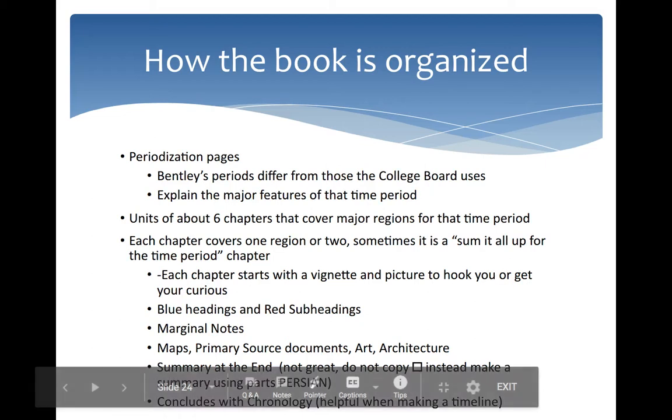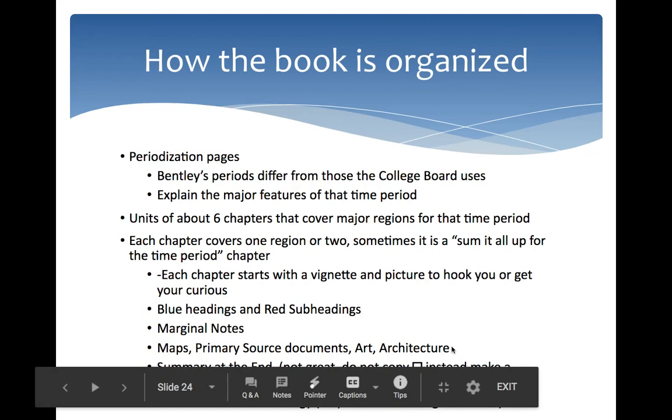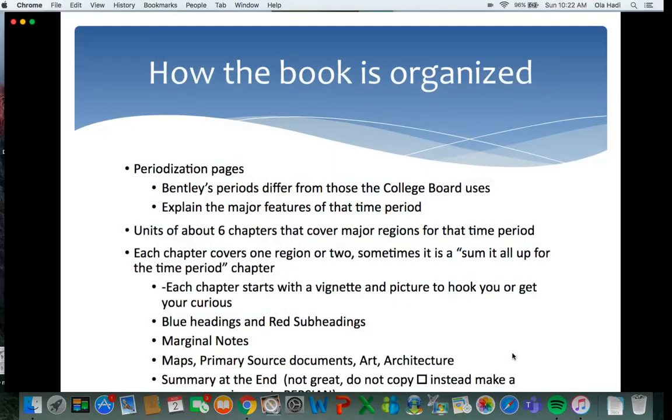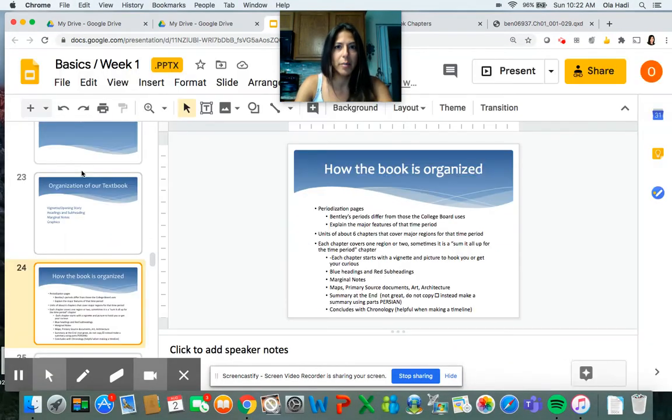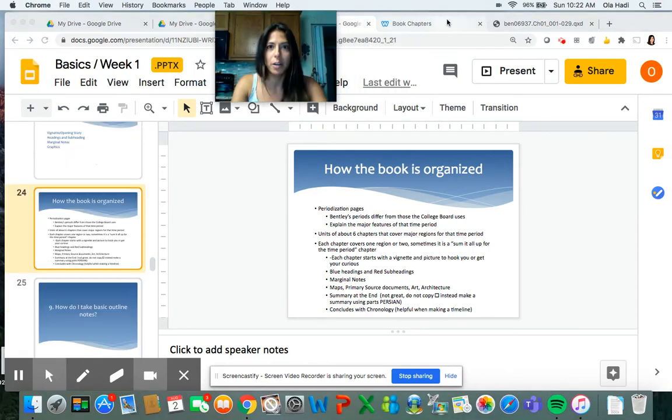At the very end, there's a summary. It's not great, so don't copy it. And here it talks about Persian charts because I got this from something older. Now we use inspect charts. There is a summary at the end. Don't ever copy that summary. And there's also a chronology. So I just wanted to share with you a little bit about how the book was organized. And then I want to show you a picture of the book.